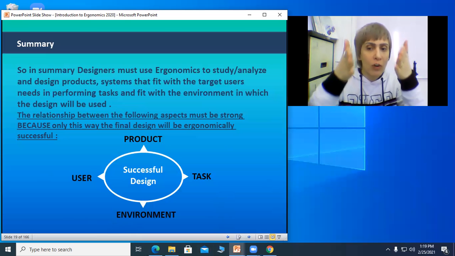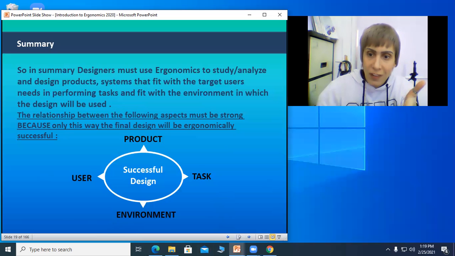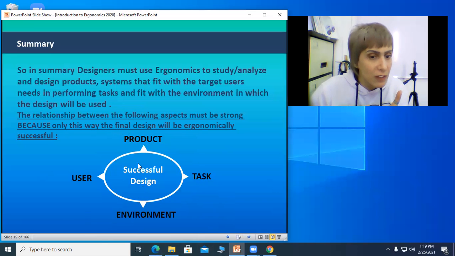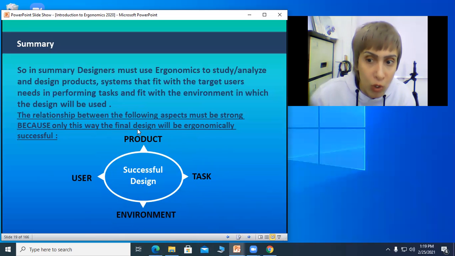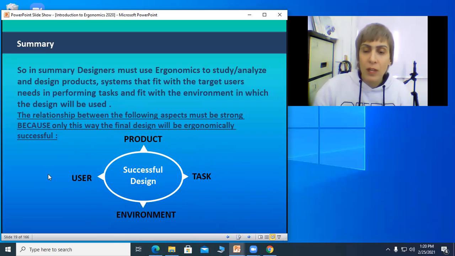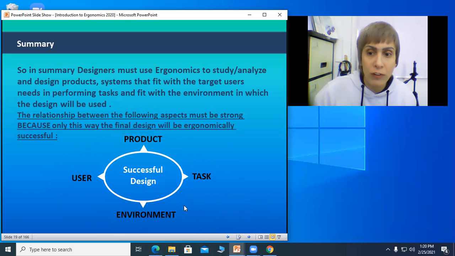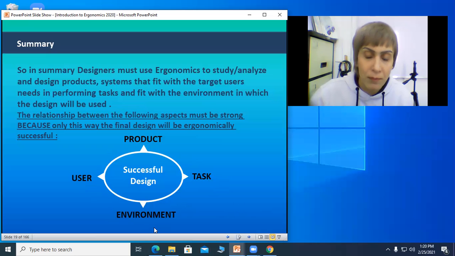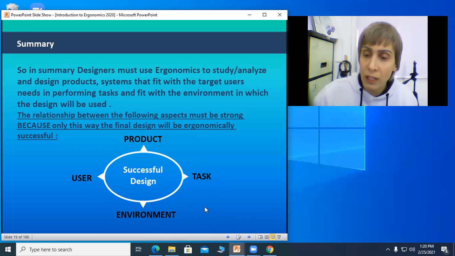The human is the focus, but the human exists in an environment. And the human is using a certain product. What is this product? What tasks will be performed with this product? Okay? All of this together must be considered for the design to be successful. If you forget any one of them, there will be problems in the final design.